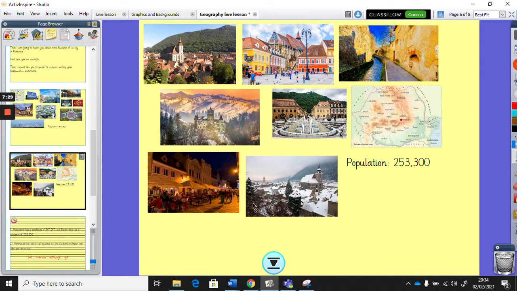What do you notice about the pictures of Brasov? Do they look similar to Manchester or do they look different? I can see lots and lots of old buildings. These walls look super old and everything looks really pretty, but there doesn't look to be that many people there. What do you think?